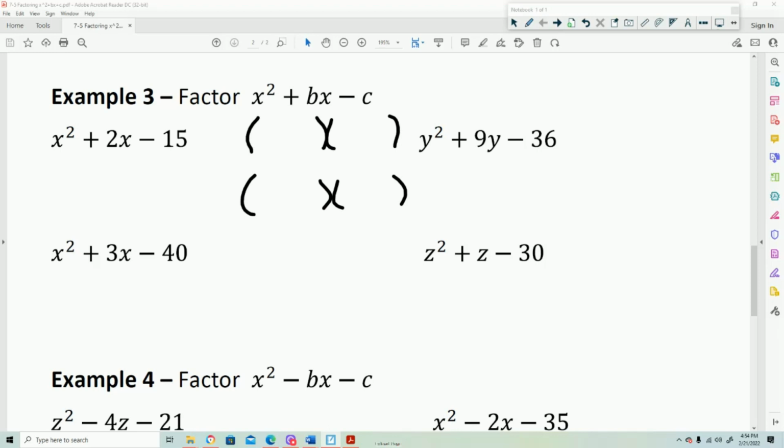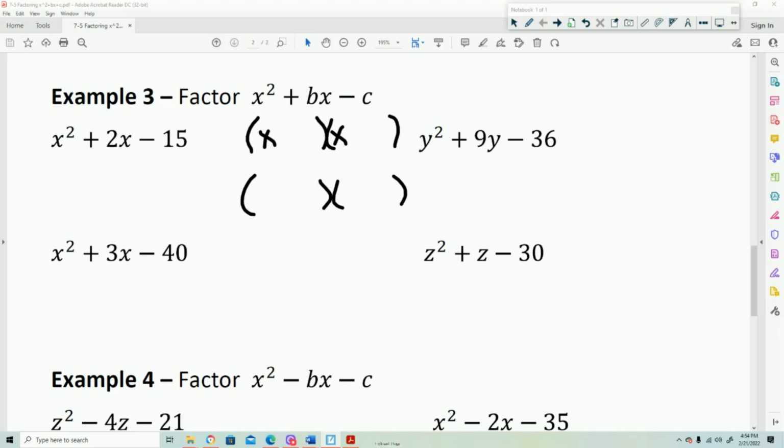But we don't really know. We can't just go in here and put plus and minus. You just have to wait and see how the numbers work. So when it's this pattern, again, we're going to do x and x. That's always a given here for these.